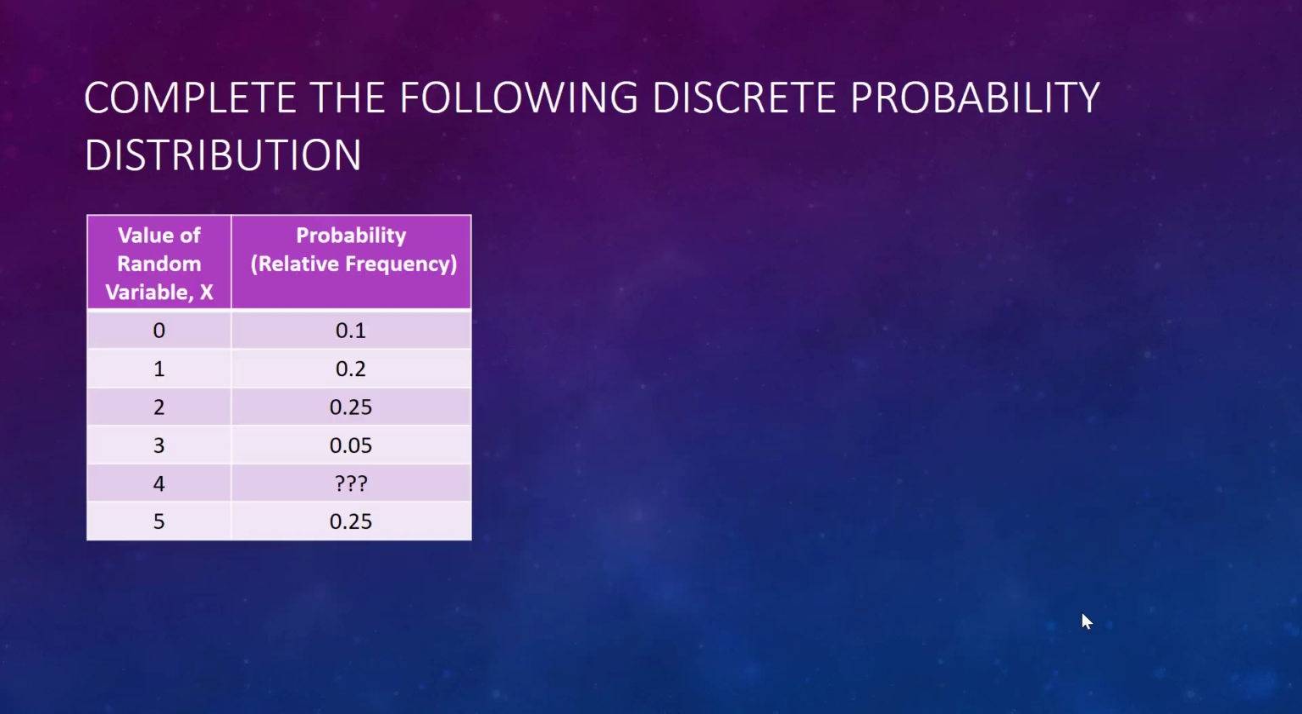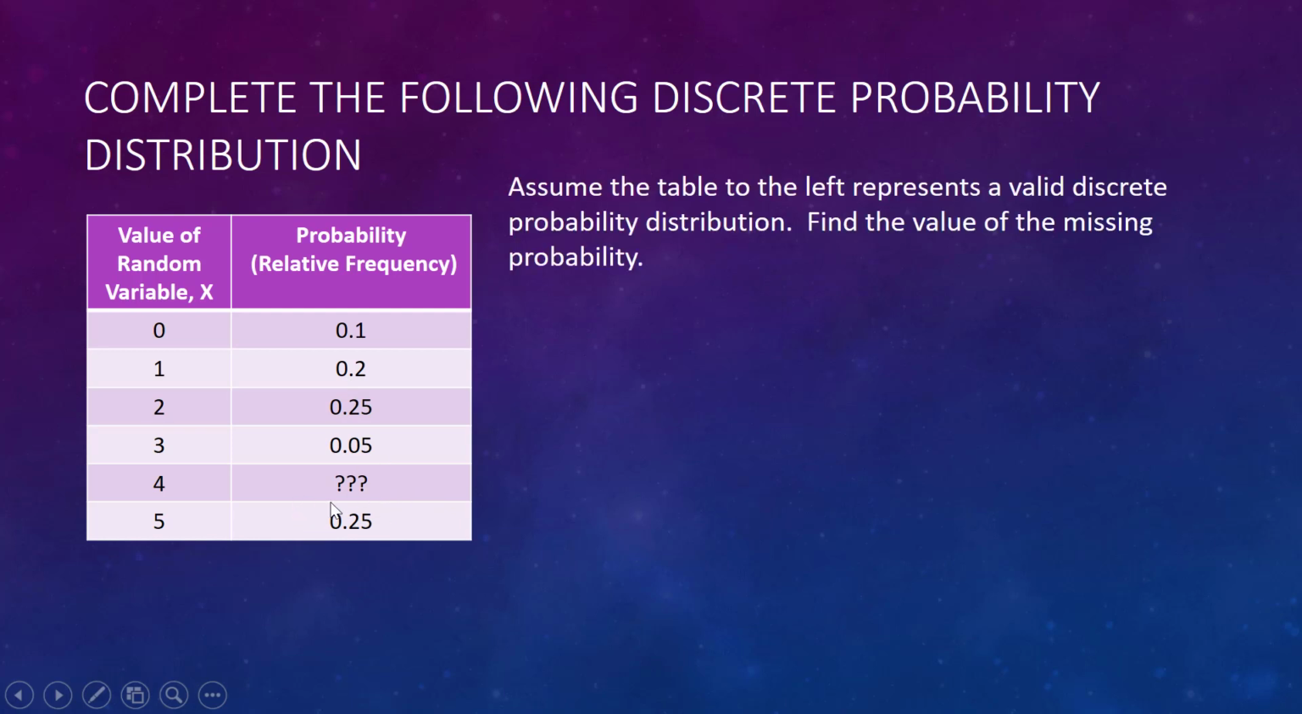Complete the following discrete probability distribution. If we look at this table, we can see that all of the probabilities are given to us except for this one value right here. Let's assume the table to the left represents a valid discrete probability distribution, which means that the probabilities sum to 1, and all of the values will be between 0 and 1 inclusive. Find the value of the missing probability.